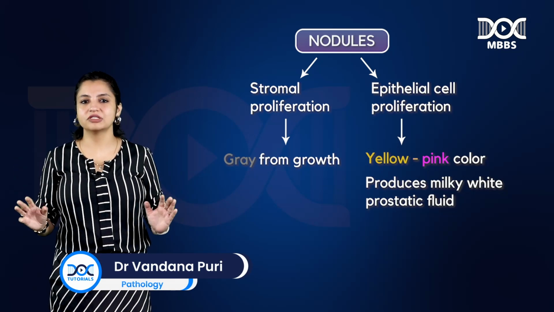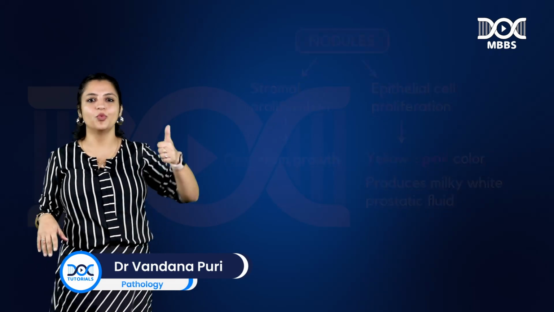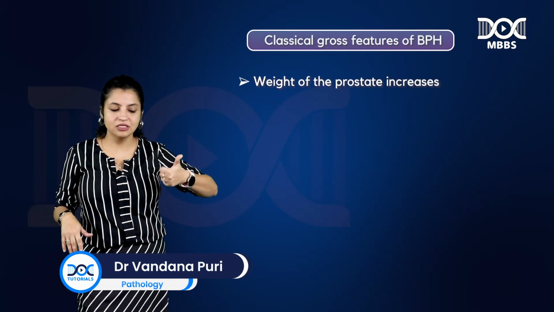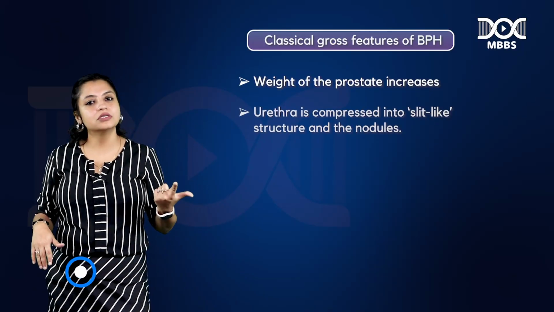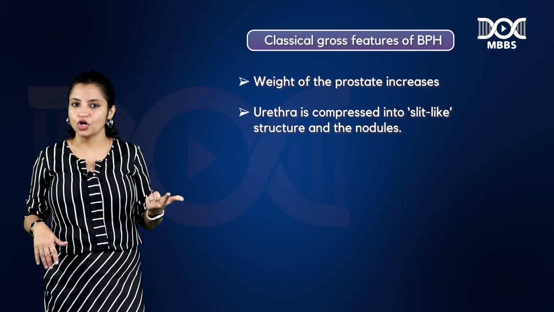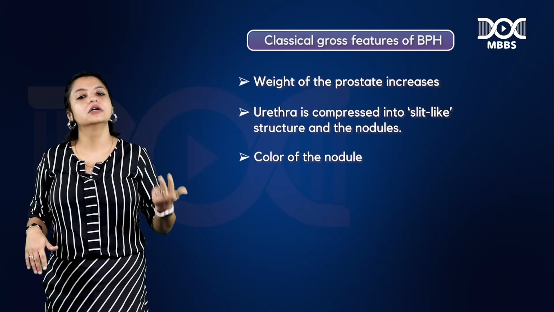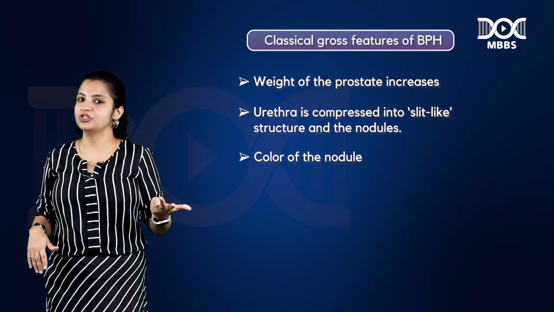So these are the three gross findings that you should write whenever it comes in exam. Number 1, weight is increased. Number 2, the urethra is changed into slit-like structure and you can see the nodules. And number 3, the color of the nodules. So these are three classical gross features of BPH.